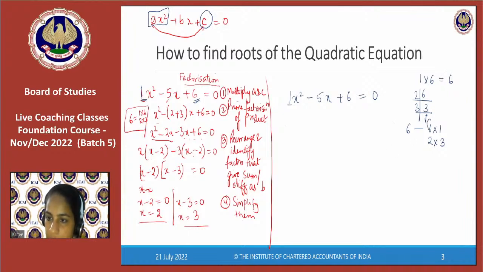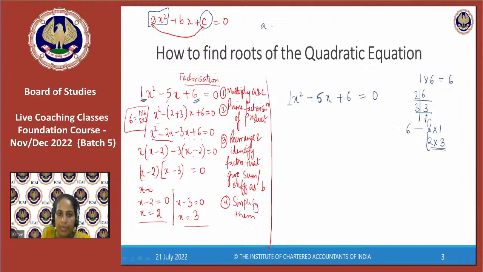Here, since both x square and 6 are positive, I would prefer to have the addition combination. I said to find the factor combination in such a way that it gives a sum equal to b. So I must have a factor pair, the sum of which is going to be 5, or either the difference of which is going to be 5. Now I am not taking the difference here, the reason being the x square coefficient and the constant are both positive. Either both of them have to be positive or both of them have to be negative. Then I will take up only the plus factor.